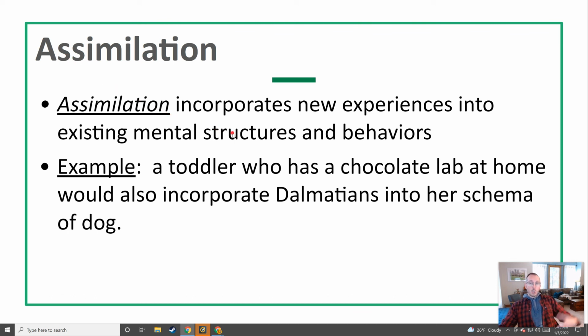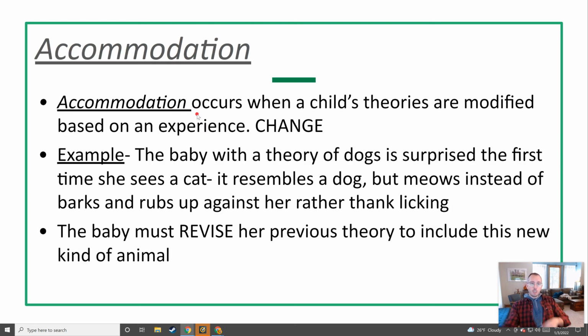Assimilation, you incorporate new experiences into an existing schema. So a toddler who has a chocolate lab at home would also incorporate Dalmatians into her schema when she goes over to a friend's house. She already has a chocolate lab. She knows that all of these larger animals with four legs are called dogs. And when she goes over to another house, she finds a larger animal with four legs. This one's black and white, but she brings it into her mental category of dog. That's called assimilation.